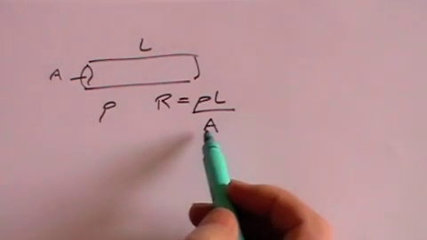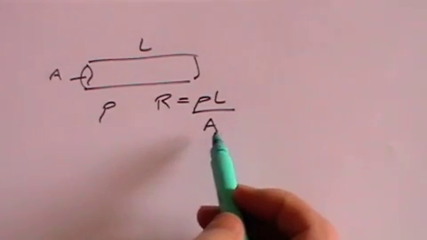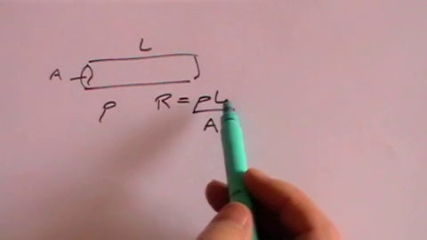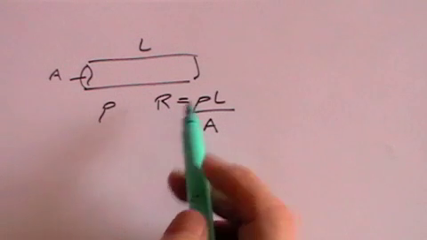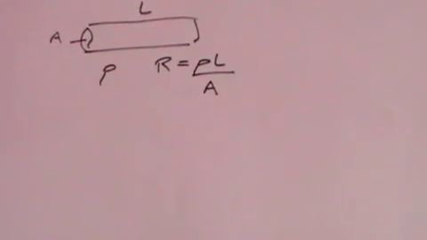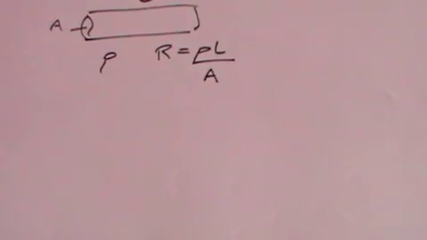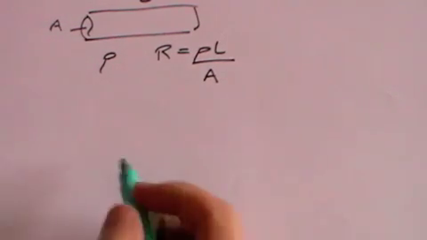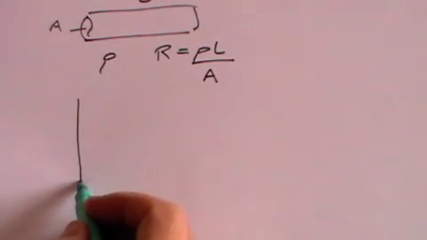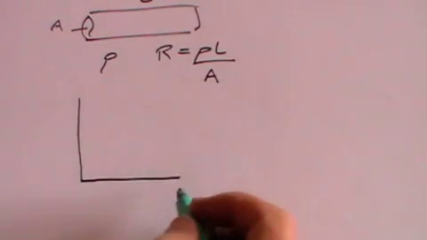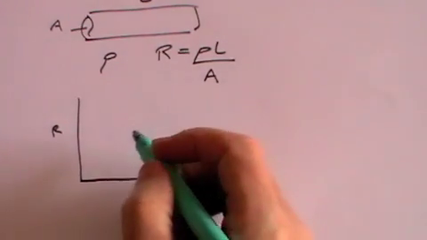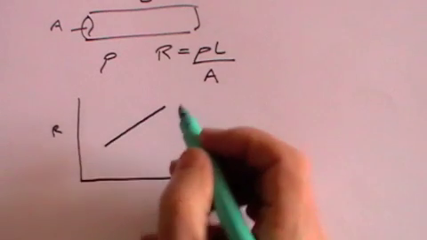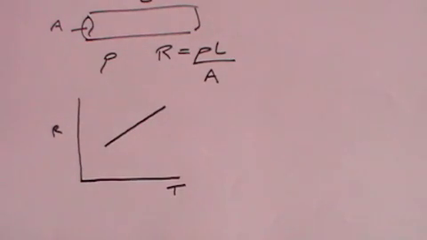So the greater the cross-sectional area, the lower the resistance. The longer the length, the greater the resistance. Now, in fact, Ohm's law is not something that works all the time because it is heavily temperature dependent. By that I mean that if you plot temperature against resistance, you usually find that resistance increases as the temperature increases.